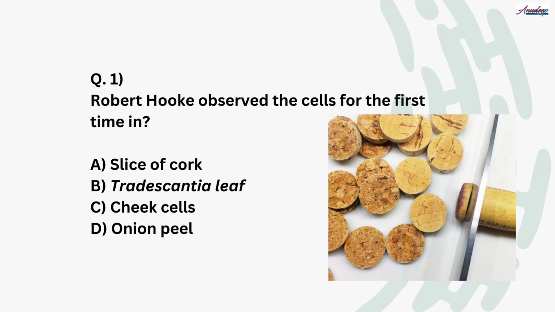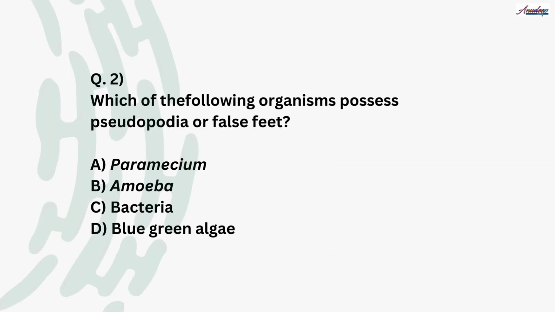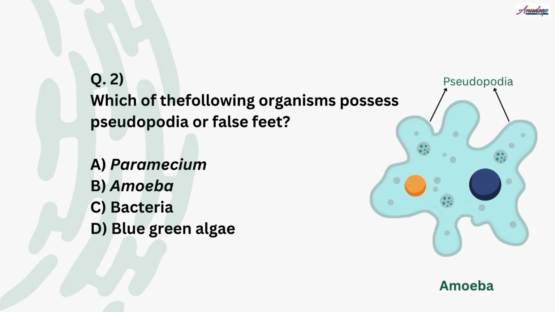Slice of cork. Question number 2, which of the following organisms possesses pseudopodia or false feet? A. Paramecium, B. Amoeba, C. Bacteria, and D. Blue-green algae. So the correct answer is B.